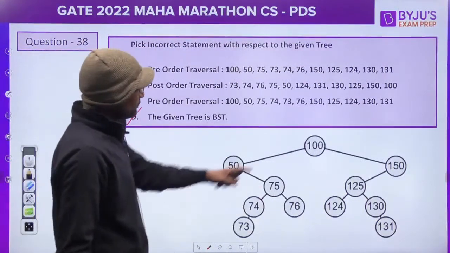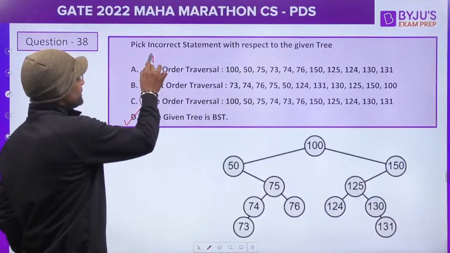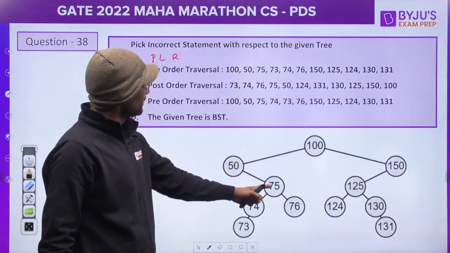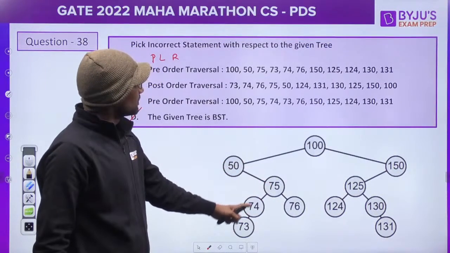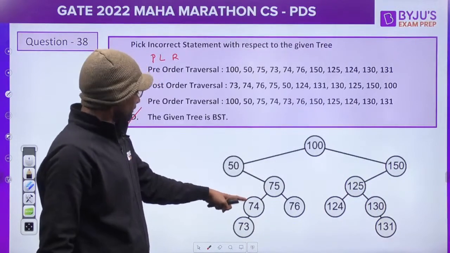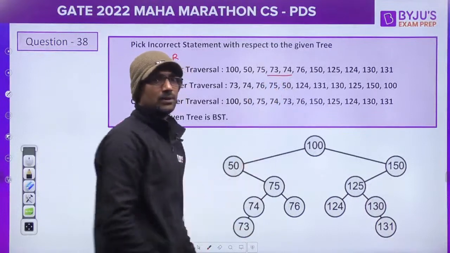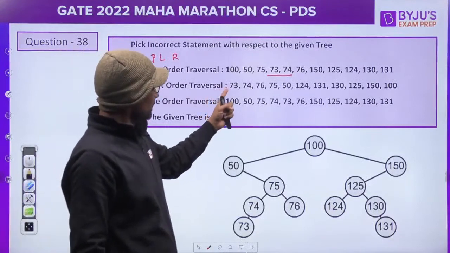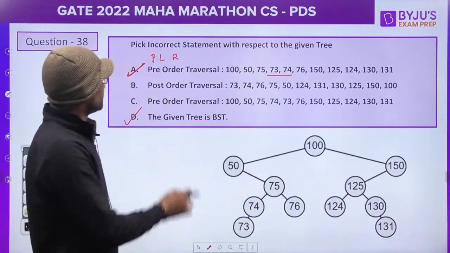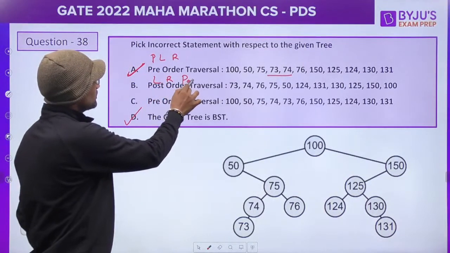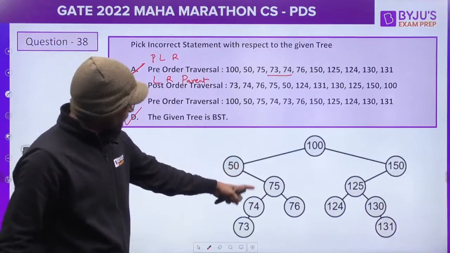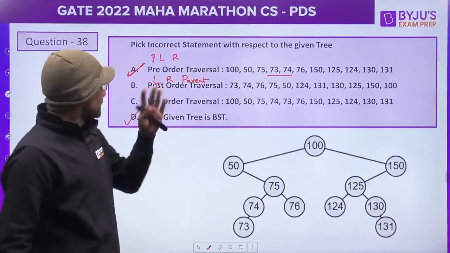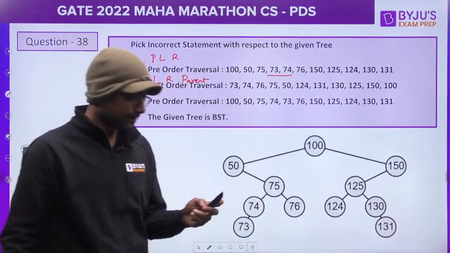What is the pre-order? Pre-order is parent, left, right. 100, 50, 75, 74, 73 should come. Post-order is left, right, parent. 73, 74, 76, 75, 50. Yeah, I think all are correct. Option A is the answer for this.